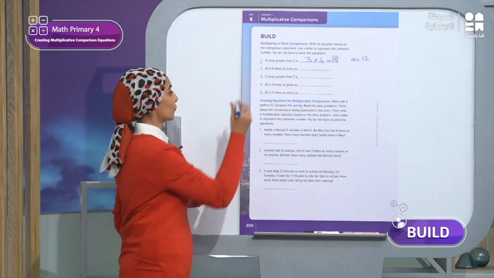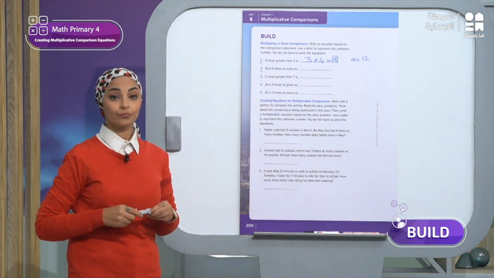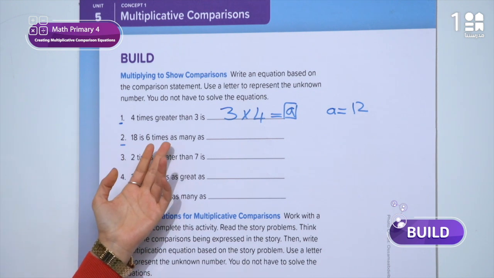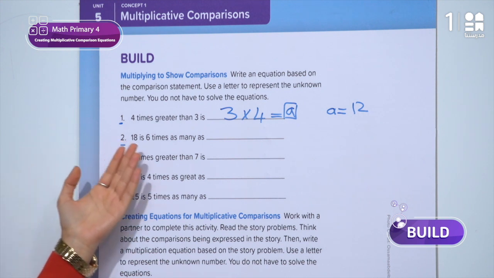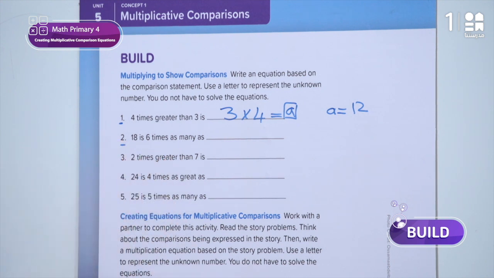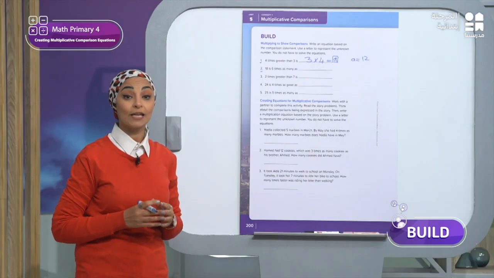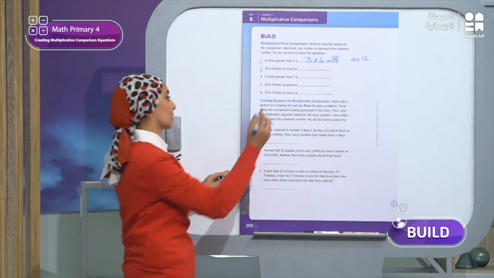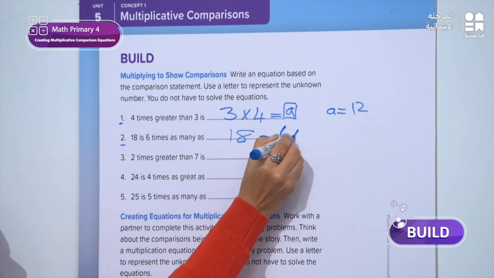Now, let's move to question number 2. Here, 18 is 6 times as many as what? طيب يعني إيه؟ Yes, أكني بيقول لي بالظبط 18 equals 6 times what? So, the equation is 18 equals 6 times what?